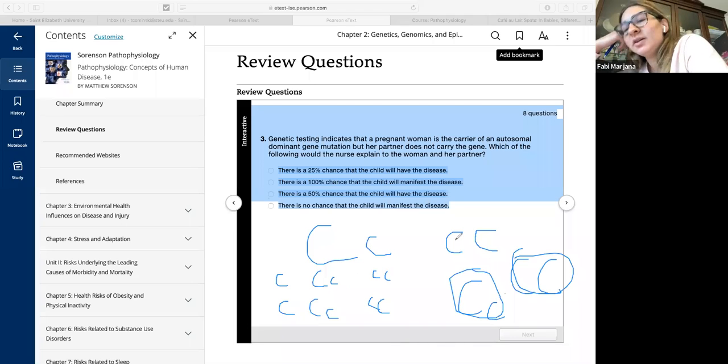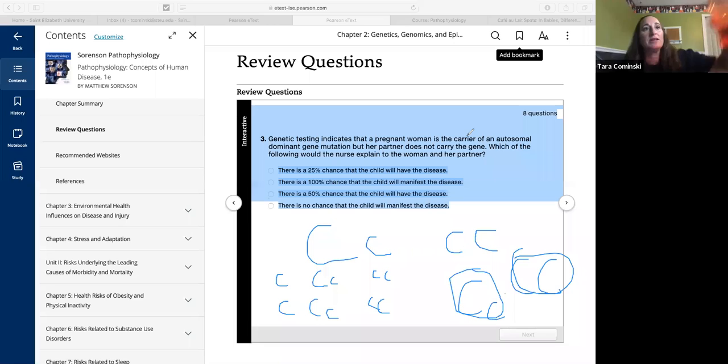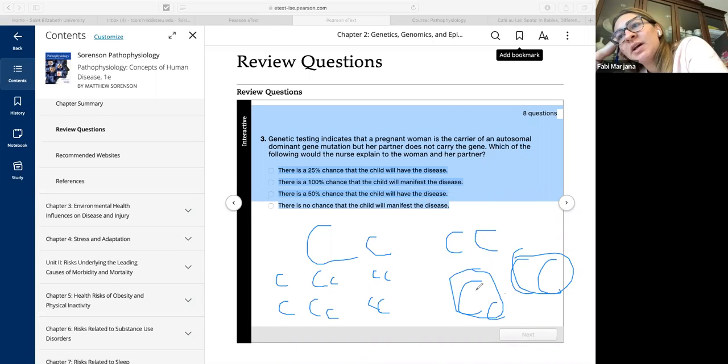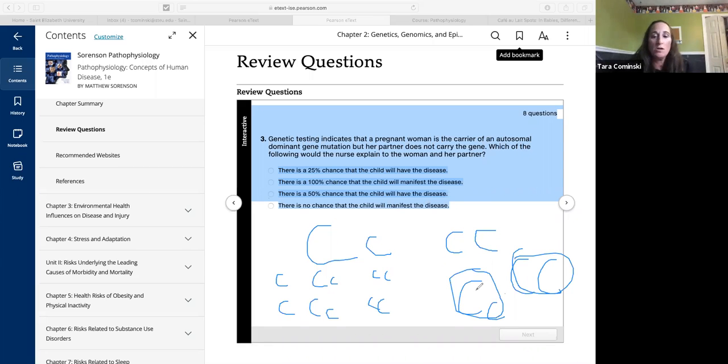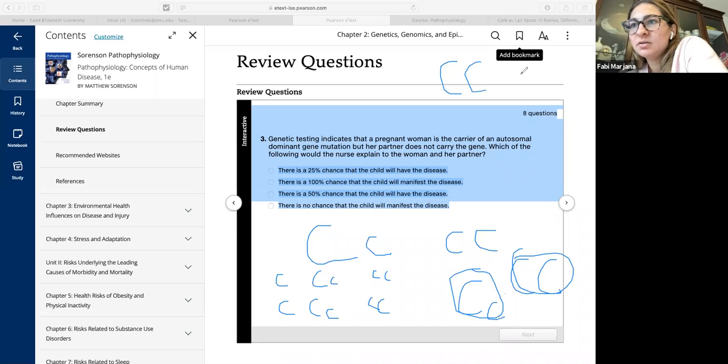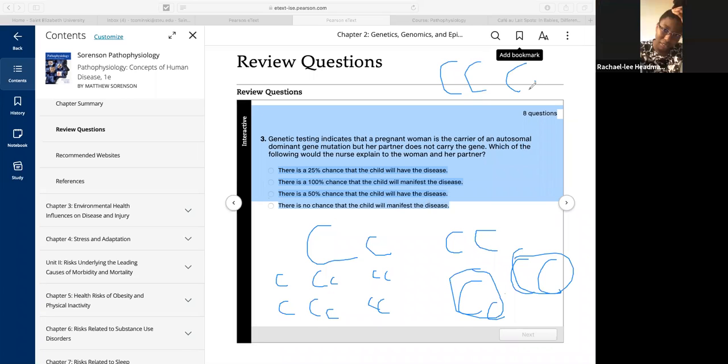But how did we know that it's heterozygous dominant? Because it said carrier. And if it wasn't carrier, we would just assume that it's two big C's? No, you wouldn't know. If it didn't say carrier and it just said she has an autosomal dominant condition, what would be the two possible genotypes? Big C, little c, and big C, big C. Correct.